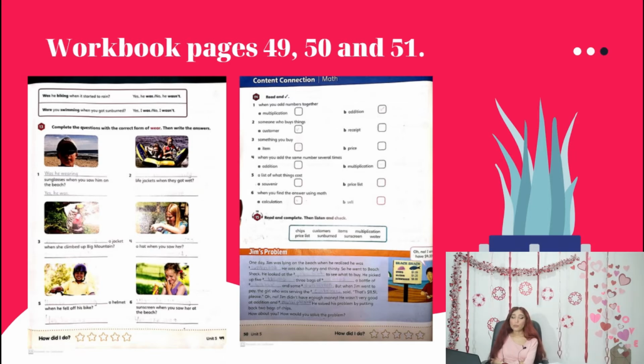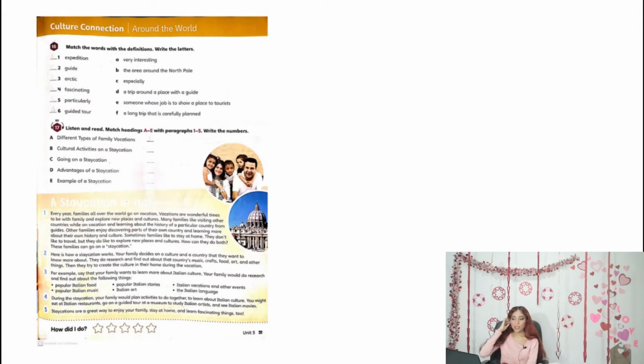Okay, now, so what would you do in this case? Now, we can go to the next page, and it's the last page for today. Page 51 and Culture Connection, activity 16 says, match the words with the definitions, write the letters. And then you have numbers 1 to 6, A to F.